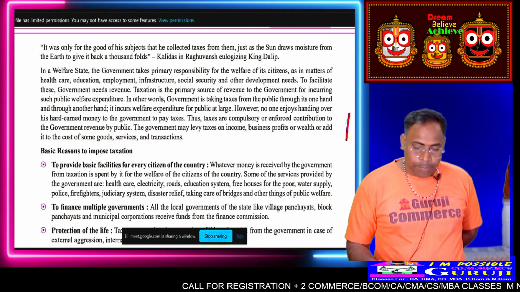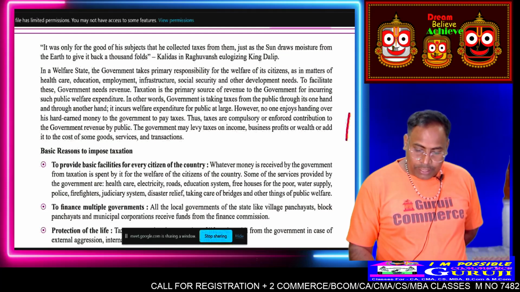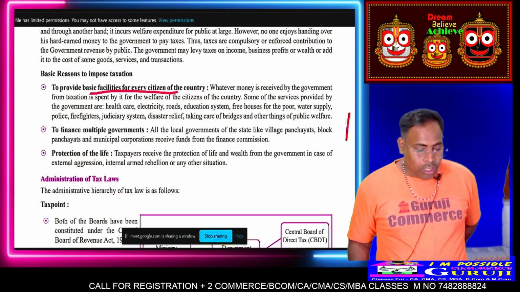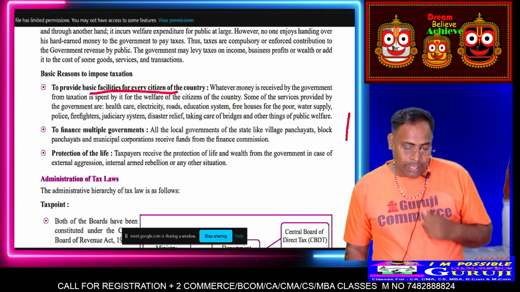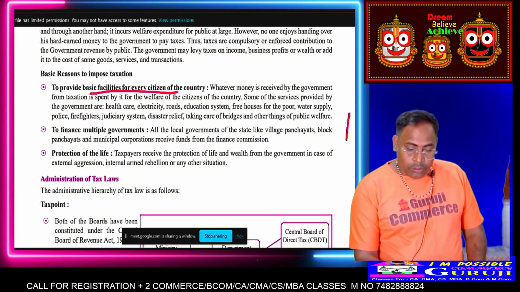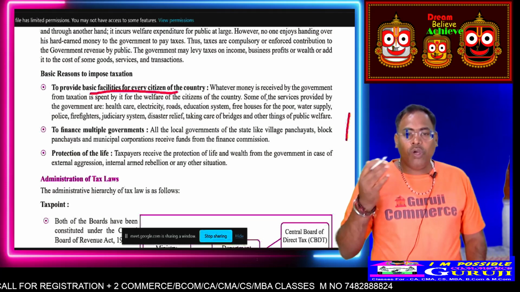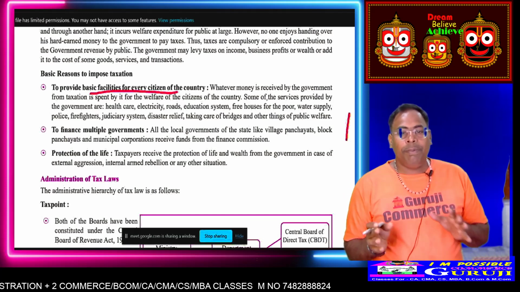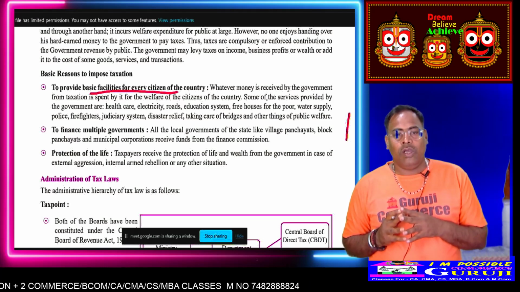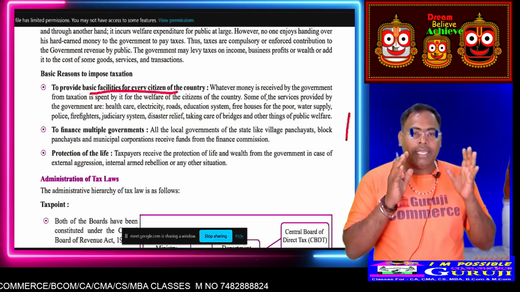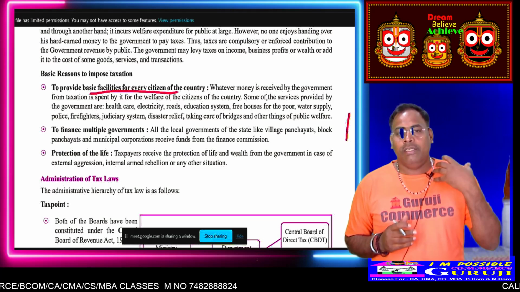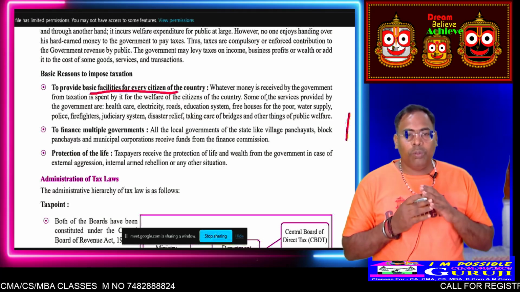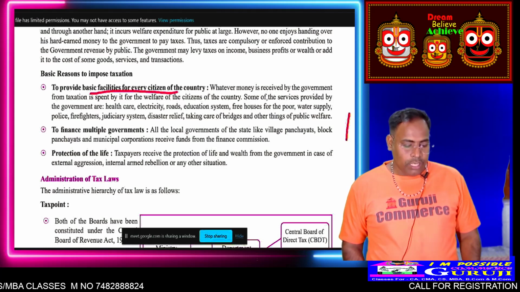Then what is the basic reason for imposition of tax? Basics of the reason for taxation: first, to provide facilities for every citizen of the country. Whatever money is received by the government from the citizens of India is used for the welfare of society, or for providing various facilities like water, bridges, education, electricity, healthcare, and so many other things. Understood?